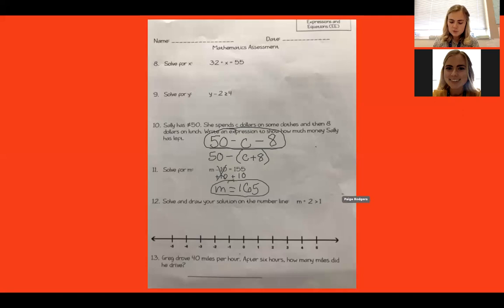And make sure it makes sense. Is 165 minus 10 155? Yes. Okay, next one. Solve and draw your solution on the number line.